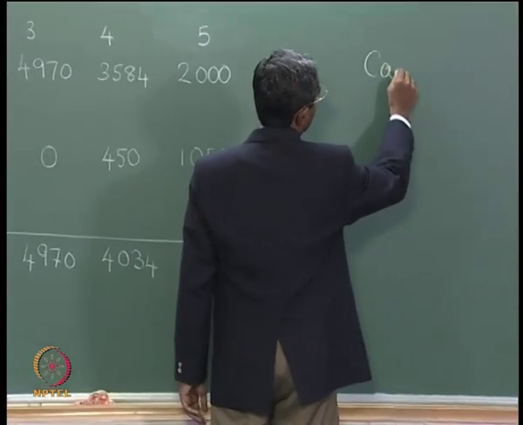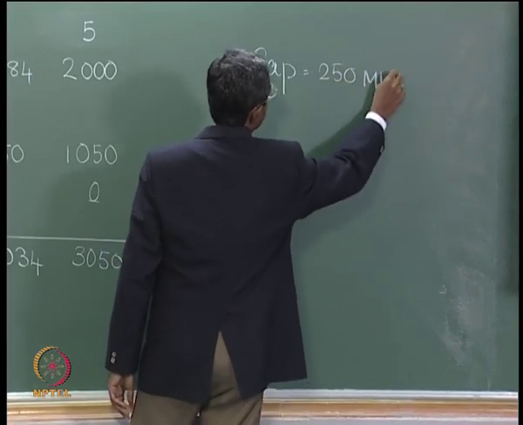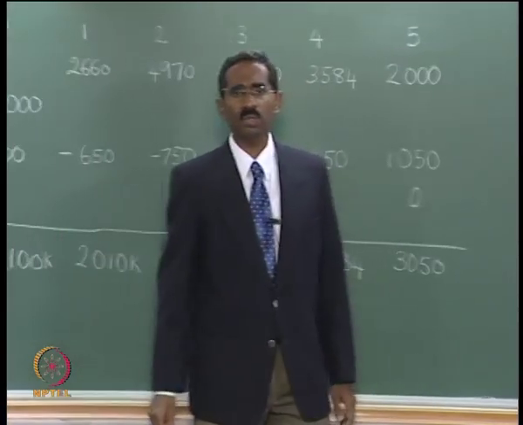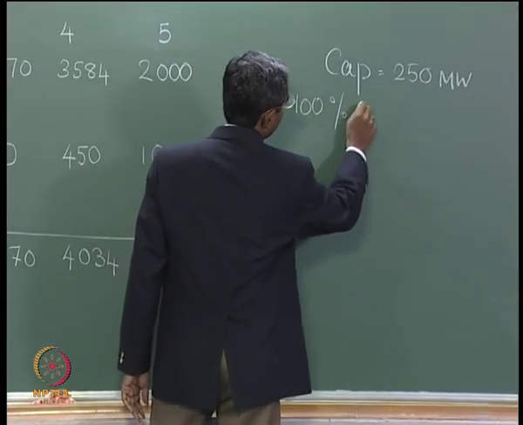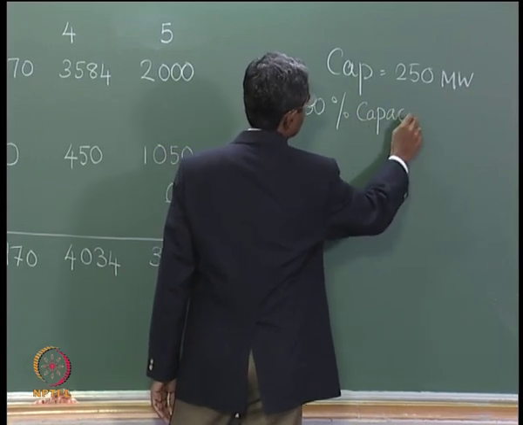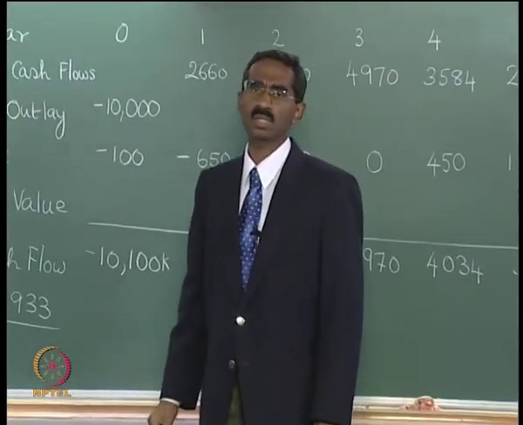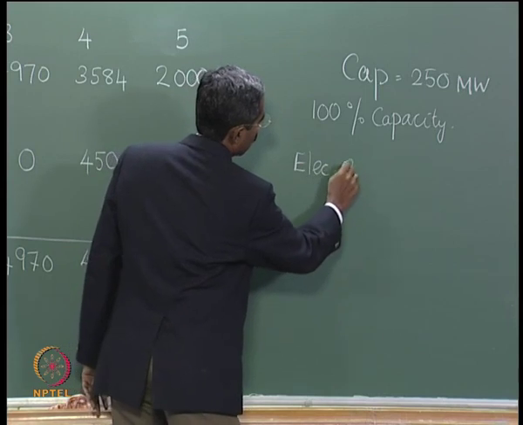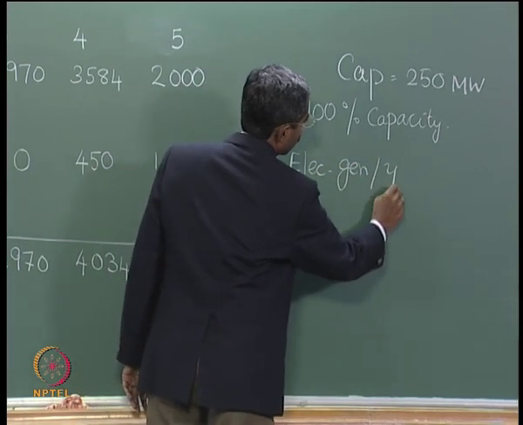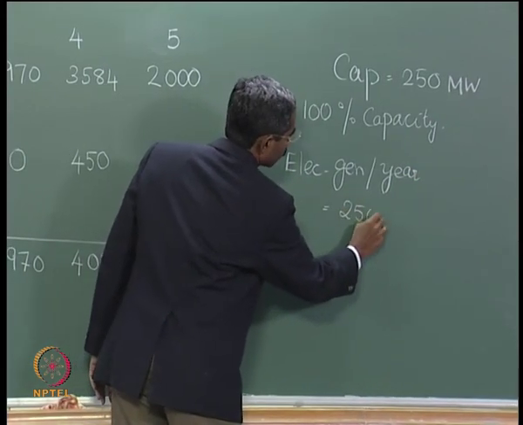So the capacity of the plant is 250 megawatt. Now if you are talking about a plant generating at 100% capacity, so if you remember, electricity generation is always measured in terms of megawatt hours. So at 100% capacity, electricity generated per year would be 2050 megawatt.